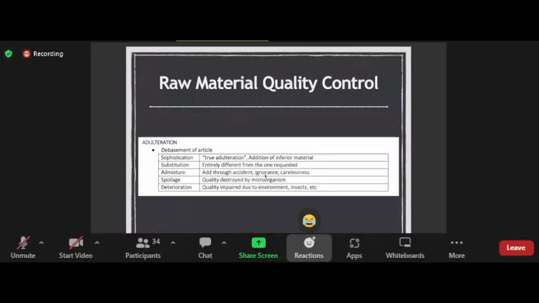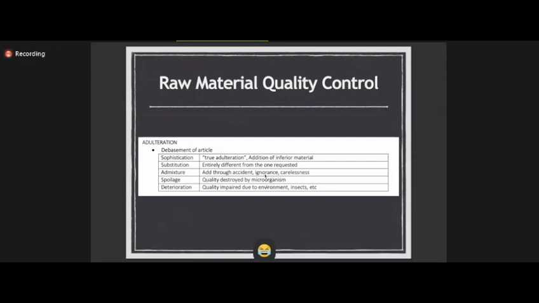Like Professor in Powerpuff Girls, no? He did not intend to add other substances while making the Powerpuff Girls. So that's admixture. And then we have spoilage. The keyword for spoilage is microorganism. Microbiological degradation, no? Degradation due to the presence of bacteria, fungi, virus. And lastly, we have deterioration. In deterioration, the keyword is due to the environment: presence of insects or other environmental factors, like heat, humidity, temperature, moisture present in the environment.